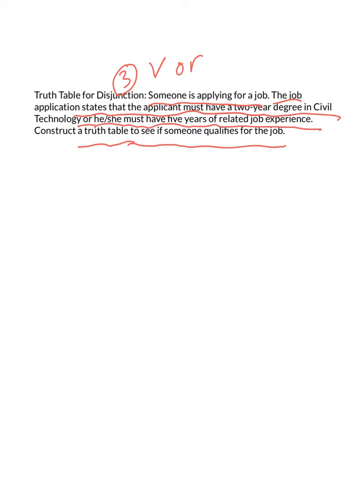The third symbol we discussed in the previous two videos, that now we have to see what happens when we have it in a truth table, was the disjunction. That was the down arrow for or. Again, let's take a look at an example so we can understand why it produces the answers it's going to produce. It says someone is applying for a job. The job application states that the applicant must have a 2-year degree in civil technology, or he or she must have 5 years of related job experience. Construct a truth table to see if someone qualifies for the job.